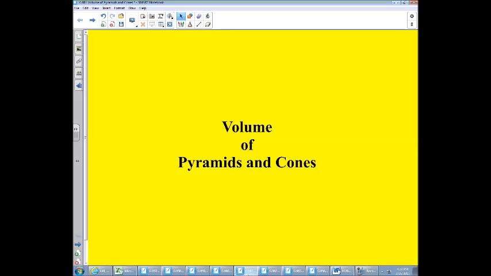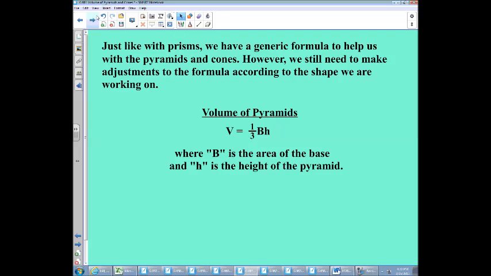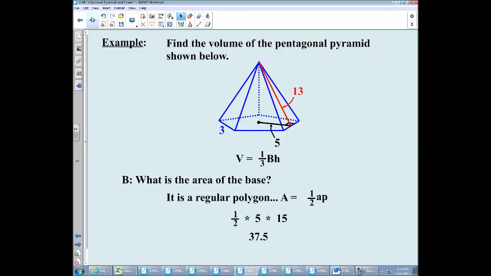Next, we went to volume of pyramids and cones. Okay, once again, we have a formula, and what we discovered is that the formula for the volume of pyramids and cones is exactly 1/3 of the formula for the volume of prisms. Okay, so 1/3 big B, little h. So this is the exact same stuff over and over again.